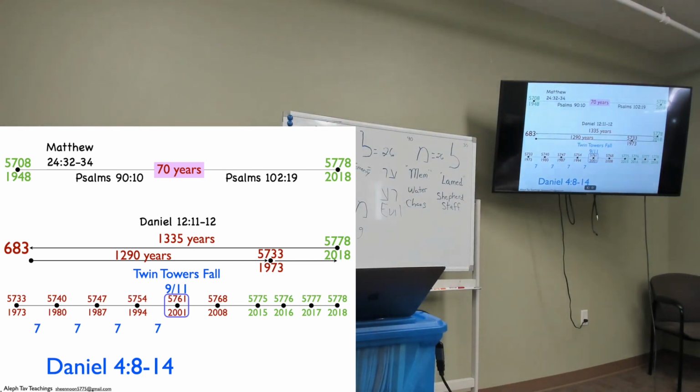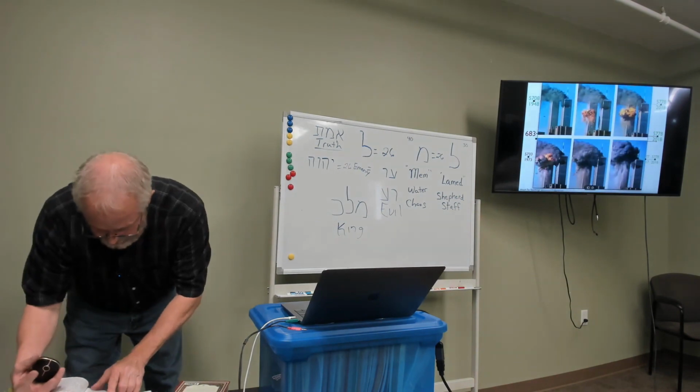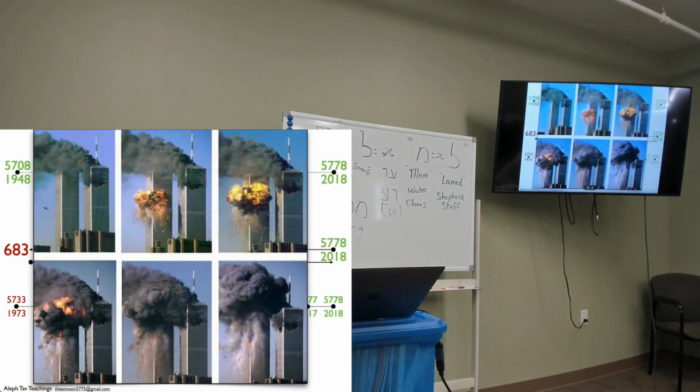So now listen to this statement again as you look at this visual. It says, he cried out loudly and said, chop down the tree and cut off its branches, cast down its foliage and scatter its fruit. Let the animals, the nations, move away from under it, and the birds from its branches.